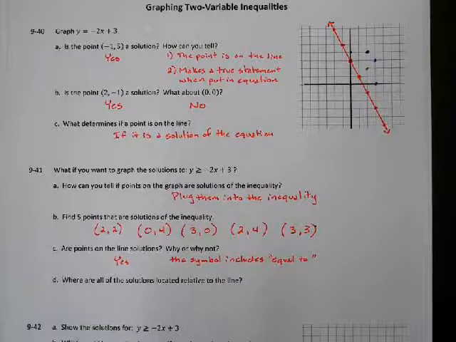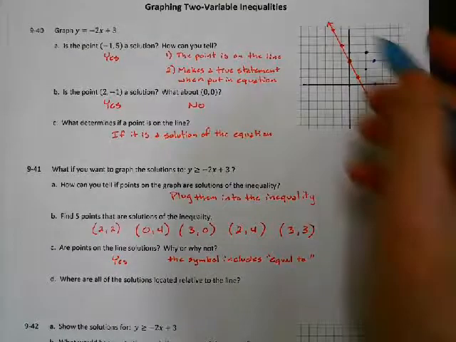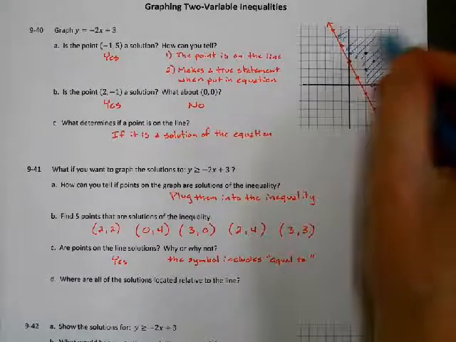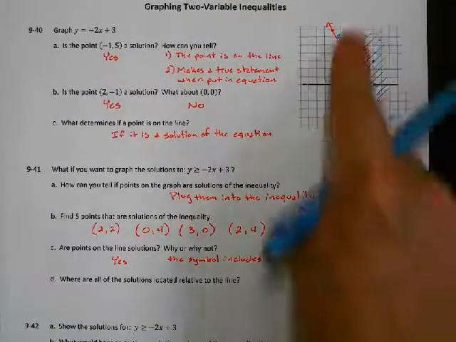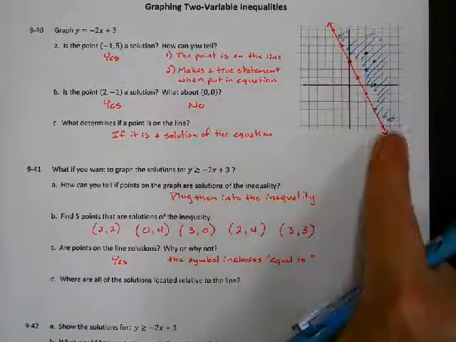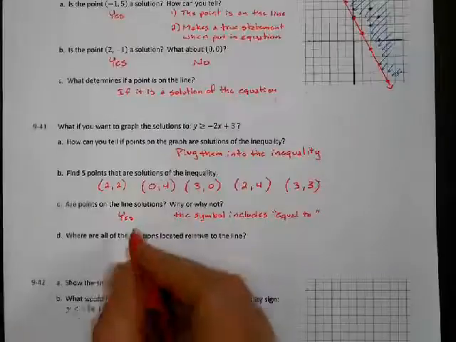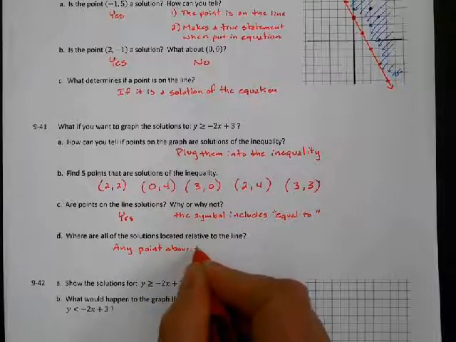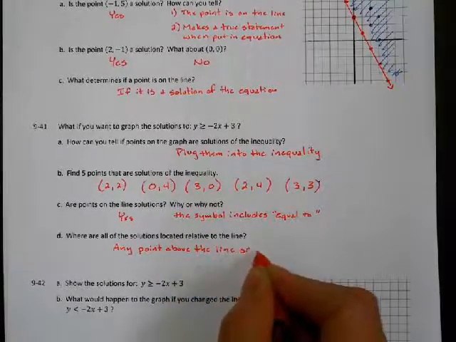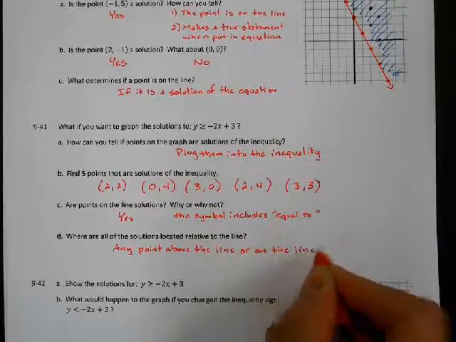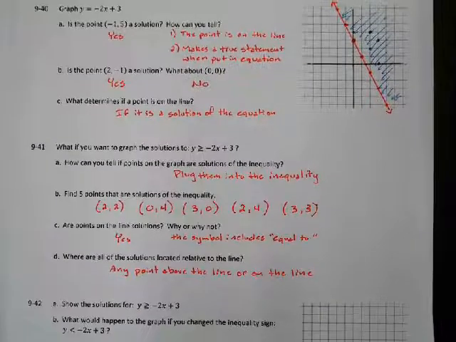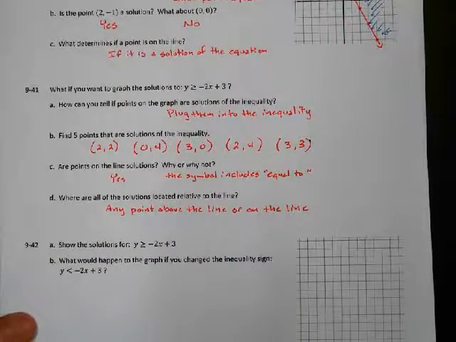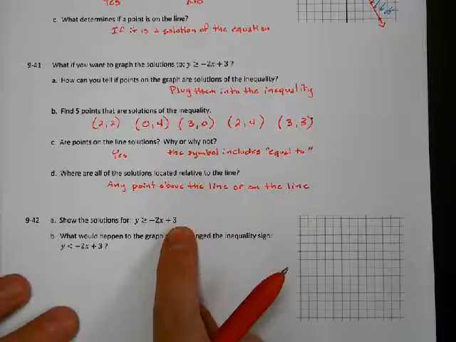So where are all the solutions located relative to the line? They're all above the line and the line itself. So the solutions to this inequality is any point that is above this line or the line itself. So the shaded area and the line itself represents our solutions. All right, so that shows the solutions we just did on this graph over there.